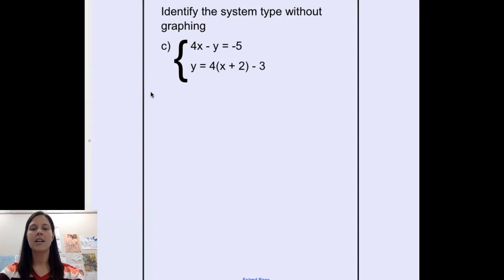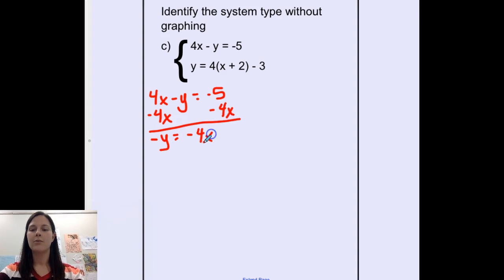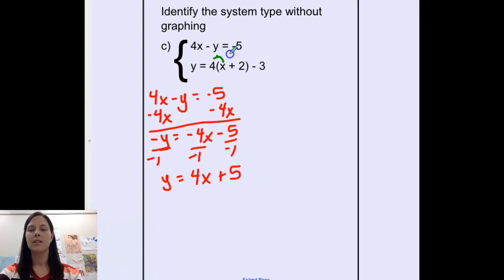Taking a look at that one more time, we've got a similar setup as last time. So we'll rewrite that first equation so we can solve for y. Canceling that 4x first. Not losing track of our negative signs, we have negative y equals negative 4x minus 5. Dividing everything by that coefficient of y, negative 1, we're left with y equals 4x, all of those negative signs cancel, plus 5. Our second equation is in point-slope form, so we'll distribute that 4.